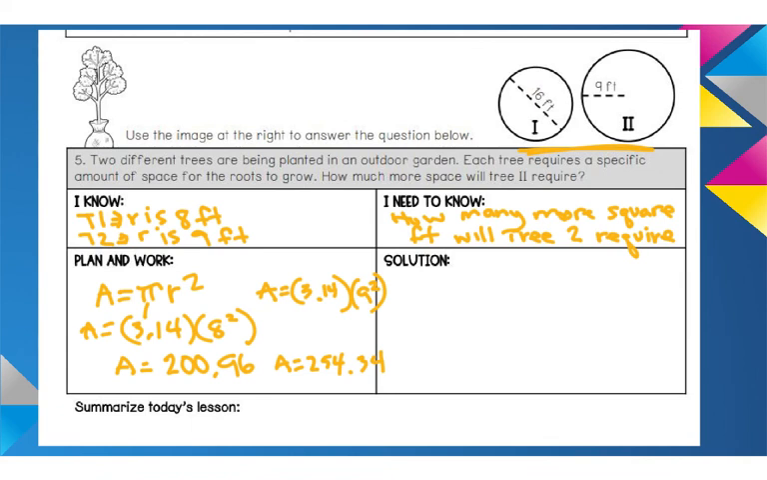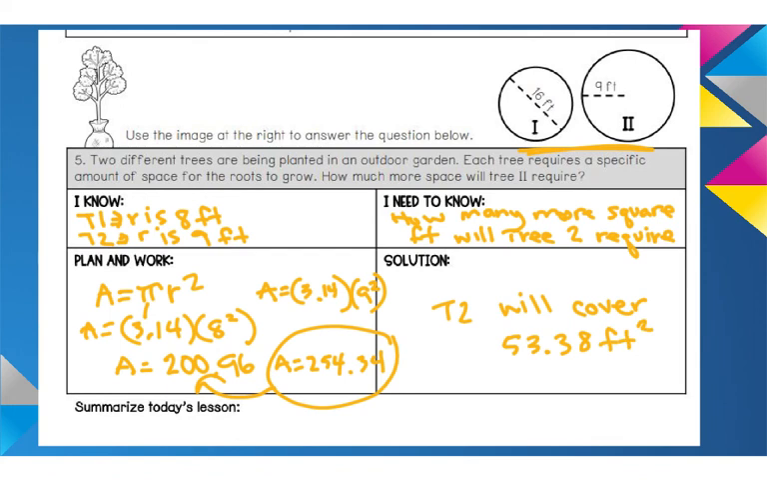So if we were to find the difference, going back to what I need to know, how many more square feet will tree 2 require? So how much more is this than this? I could just subtract 200.96 from 254.34. So tree 2 will cover 53.38 feet squared more than tree 1.